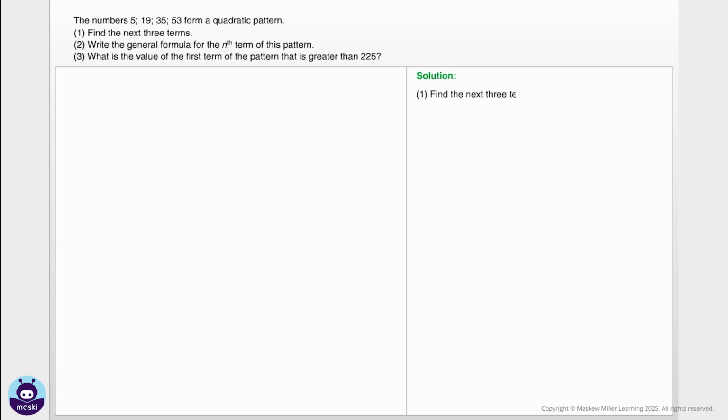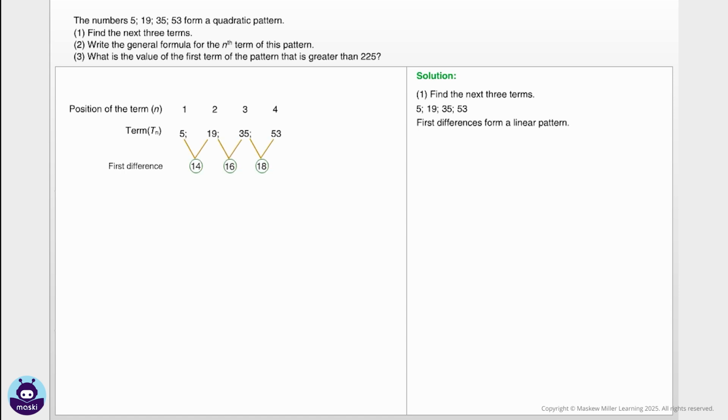Solution. The pattern given in the problem 5, 19, 35, 53 is a quadratic pattern. Therefore, the first differences will form a linear pattern. We can use this concept to extend this number pattern. Let us determine the first differences. These differences form a linear pattern.